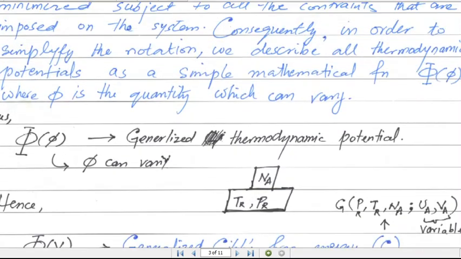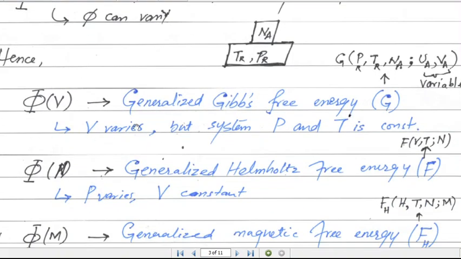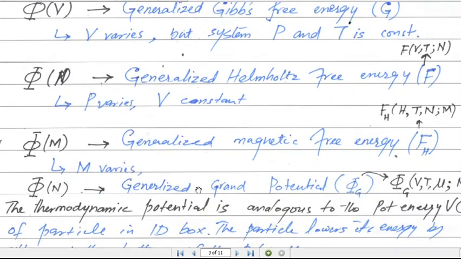So again, I have written here that phi of phi can be called a generalized thermodynamic potential. By generalized thermodynamic potential, I mean that the system is not at equilibrium. That is, the system has to vary this parameter which is in this bracket, and this parameter will be varied to minimize the free energy, to minimize the thermodynamic potential. So I will call this capital phi the generalized. So the energies will be called the generalized Gibbs free energy, generalized Helmholtz free energy, generalized magnetic free energy, and generalized grand potential.